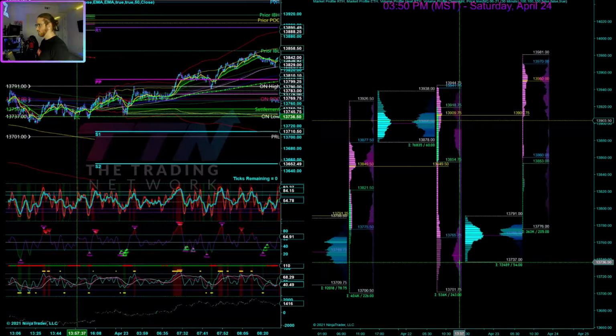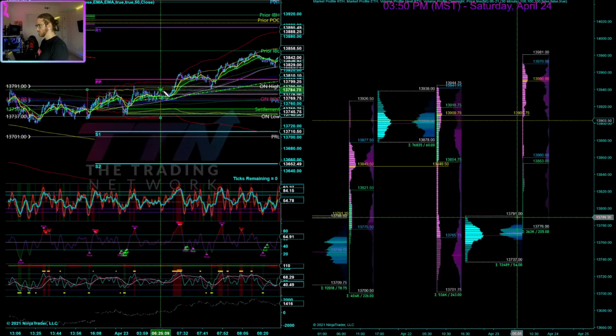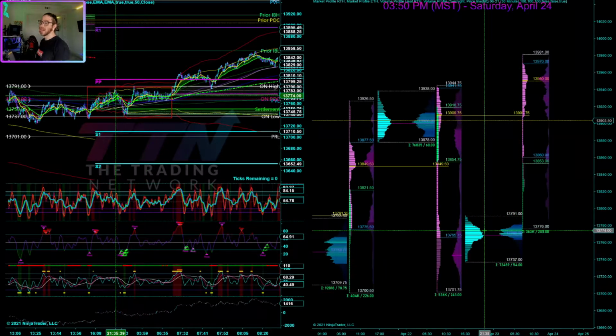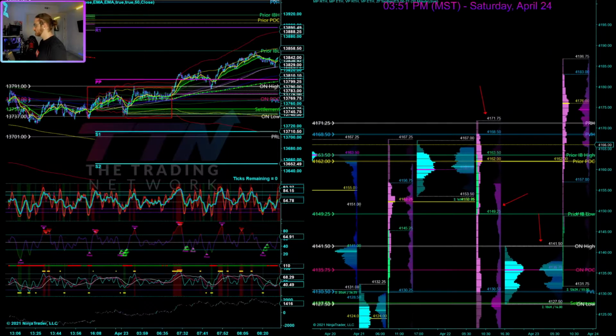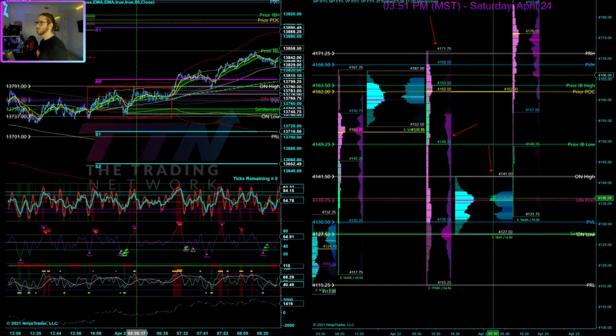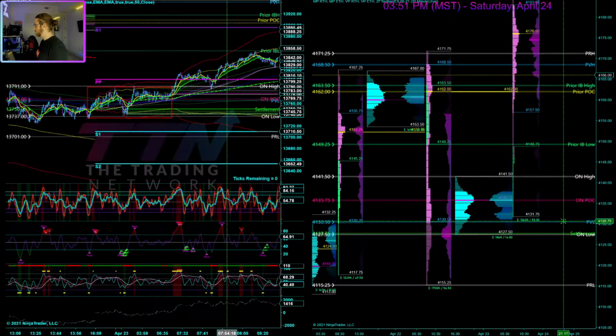So for the entirety of the session, we were basically in a range like this, the overnight session. Not a lot of activity at all. You are very, very rarely going to see an overnight profile that is this small. And I'll just go over here to my ES profile, and you guys can see this right here as well, just kind of comparing it on the right side.